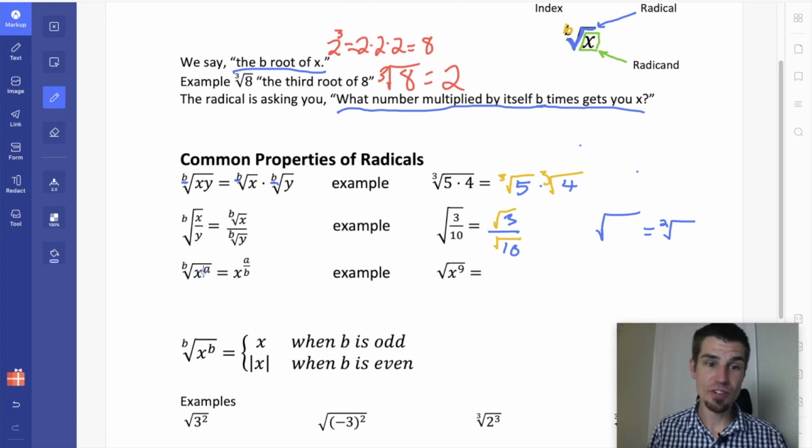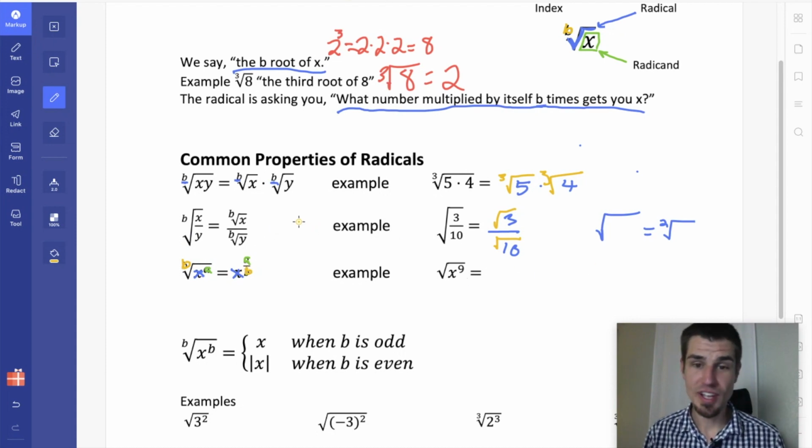Here. If you're able to just see that this x right here stays the base, okay? The base of x will stay the same as the base of x. And notice the exponent of what's inside the radical will become the numerator of your fraction, and your index will become the denominator of your exponent.